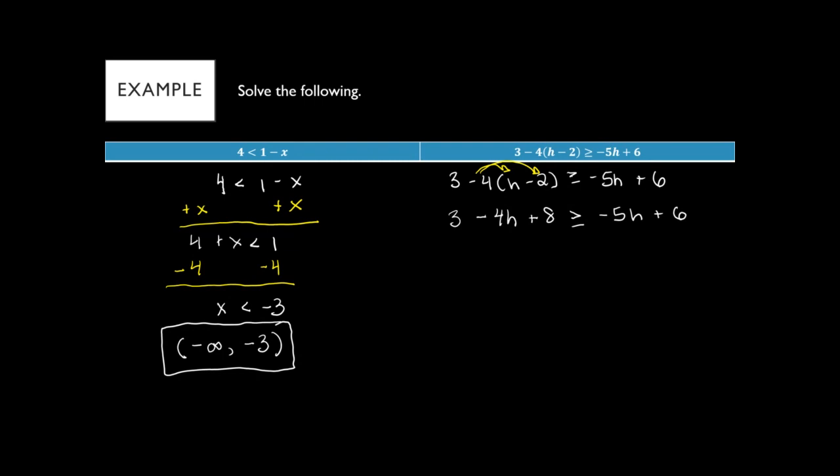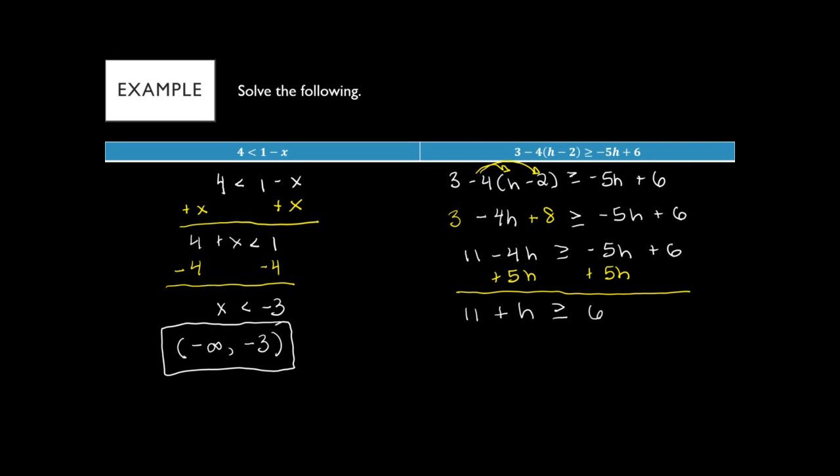Now we need to add our like terms on the left. I've got this 3 plus 8. We add those together, and that gives us 11. So I get 11 minus 4h is greater than or equal to negative 5h plus 6. I always move my variable first, so I am going to add the 5h to both sides. We always want it on the left. That will give us 11, and then we have negative 4 plus 5, which is 1, so we just have a single h. We have a greater than or equal to, and then we have 6 left over on the right.